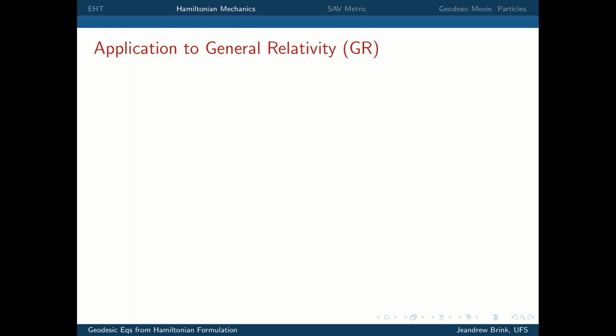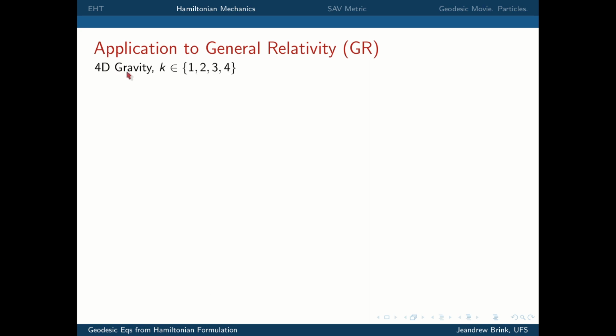Okay, so now what we're going to do is make use of this formalism and apply it to general relativity. I'm basically assuming that you don't necessarily know any general relativity at all. However, the only thing we need to get the geodesic equations out is to be able to construct the Hamiltonian that we then plug into Hamilton's formalism to actually get out the equations of motion. So I'm going to give you some discussion of how we actually construct that Hamiltonian that we use to get the equations of motion.